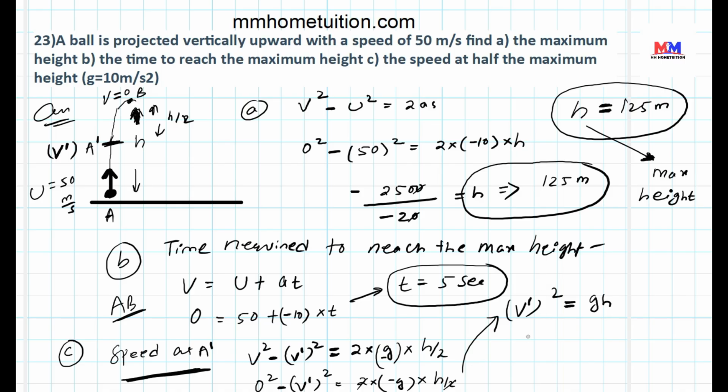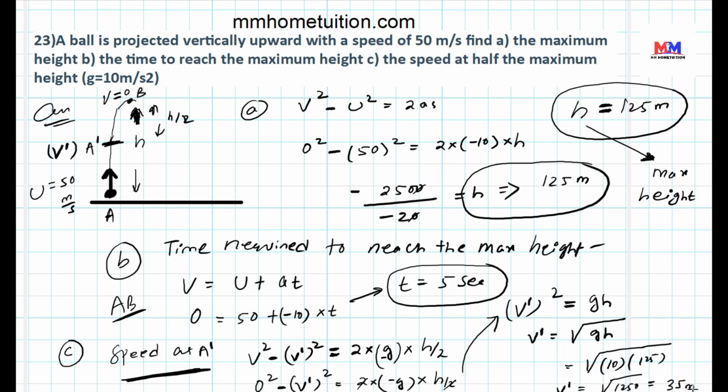So V dash equals root over gh. g is 10. h equals 125. So this is root over 1250. Root over 1250 equals approximately 35 meter per second.